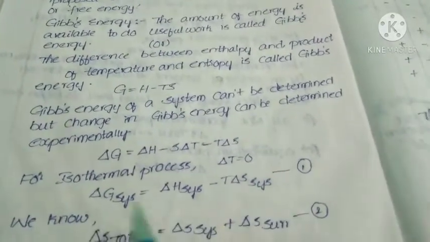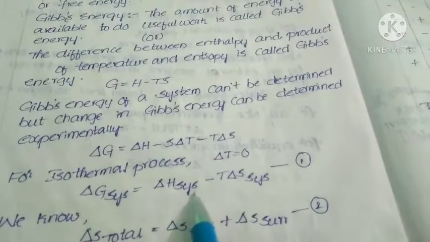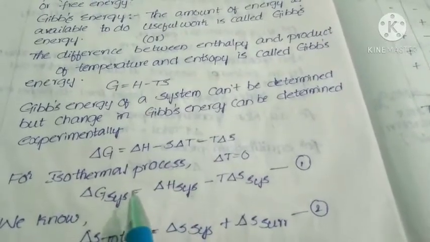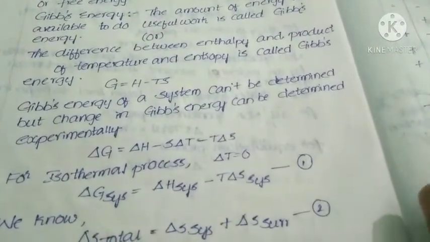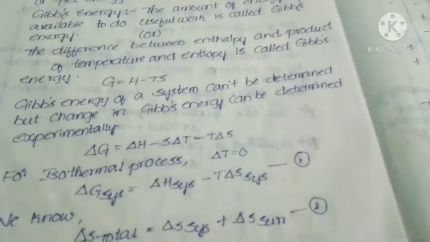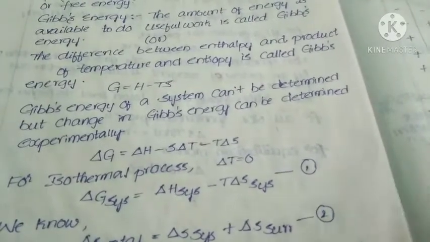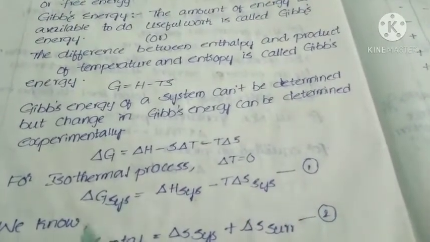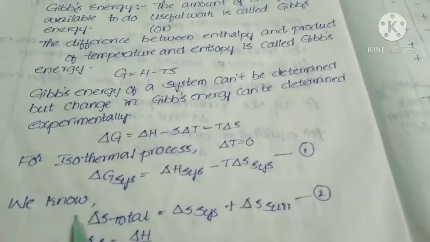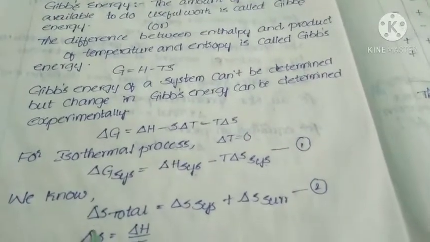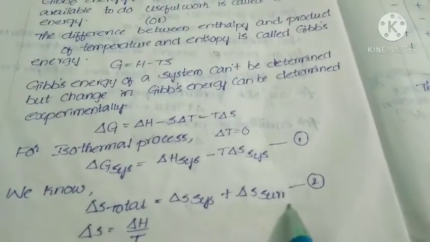Now I want to modify one point here: delta G system is equal to delta H system minus T delta S system. That means I am going to derive the statement for a given reaction. That reaction is the system for us. What is a system? Anything which is under observation is called a system, so I put system here. That is the only difference. We know that delta S total equal to delta S system plus delta S surroundings, nothing but delta S universe equal to delta S system plus delta S surroundings.